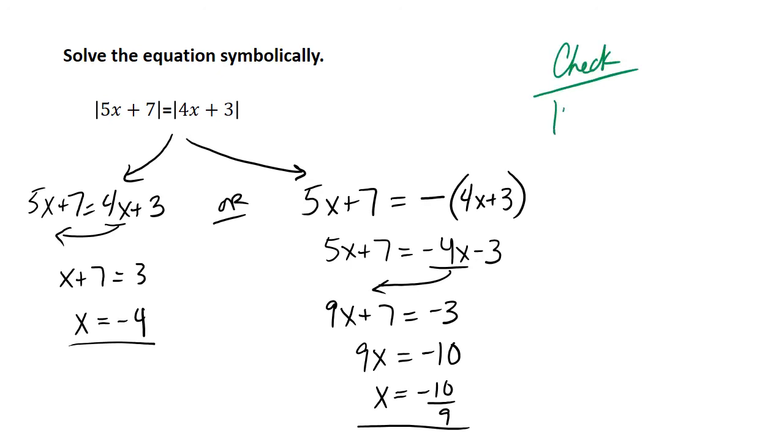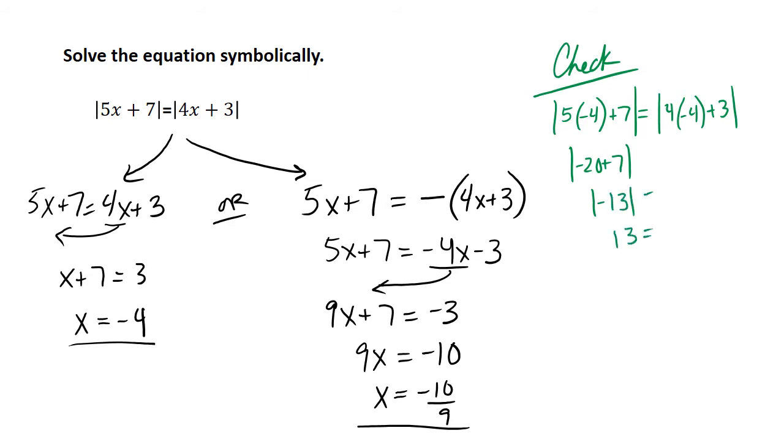So if I put in the -4 as my first check, the absolute value of 5 times -4 plus 7 should be equal to 4 times -4 plus 3. Let's see what happens. So calculate the left side, we have -20 plus 7, and that would be the absolute value of -13, which is 13. Looks good so far, but let's calculate the other side. The absolute value of -16 plus 3 is the absolute value of -13, which is 13.